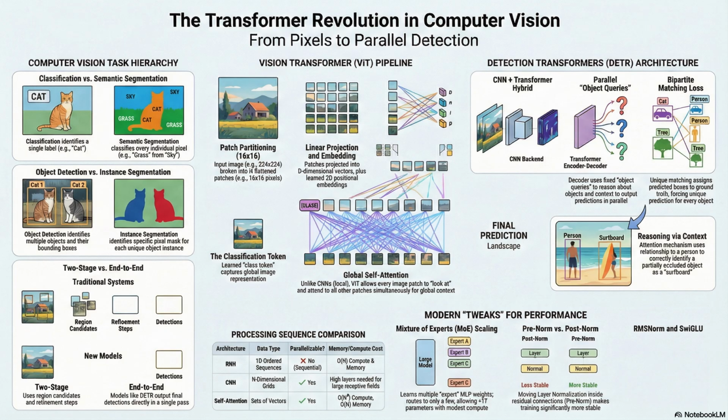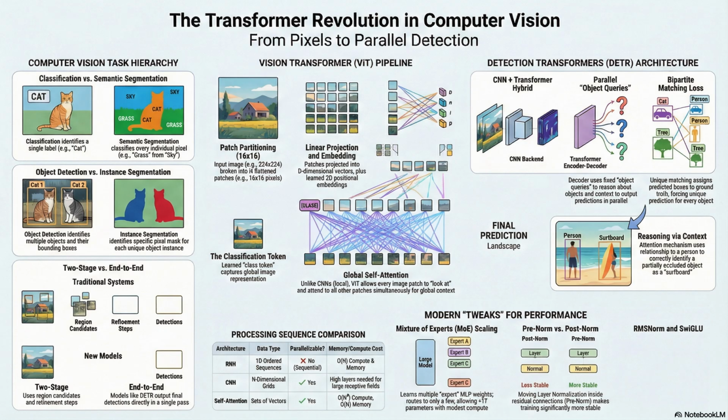But nothing in AI stays static. The Stanford lecture goes into some tweaks. It seems like getting these things to actually learn without crashing required some serious engineering. Oh, stability is the name of the game. Transformers are notoriously hard to train. The lecture highlights a few key evolutions that fix this.